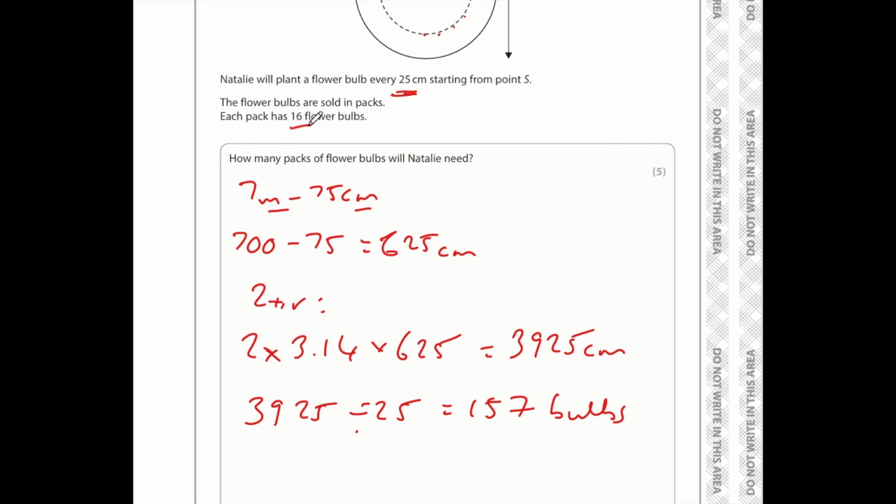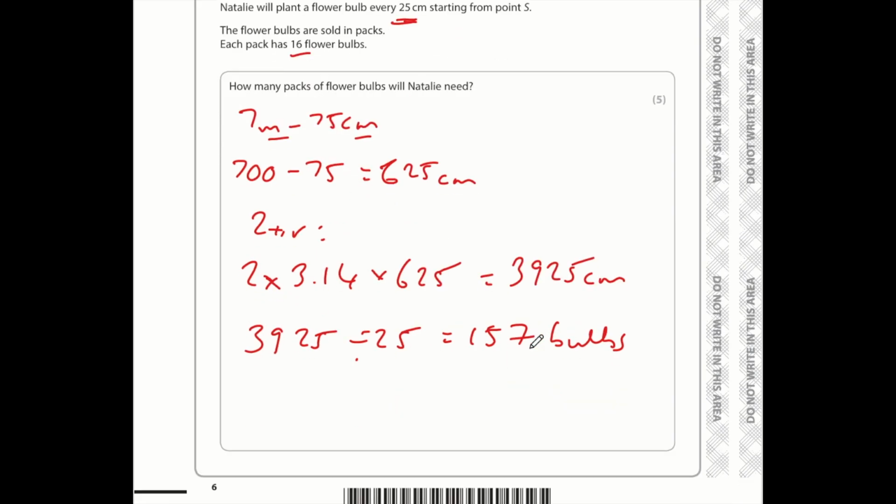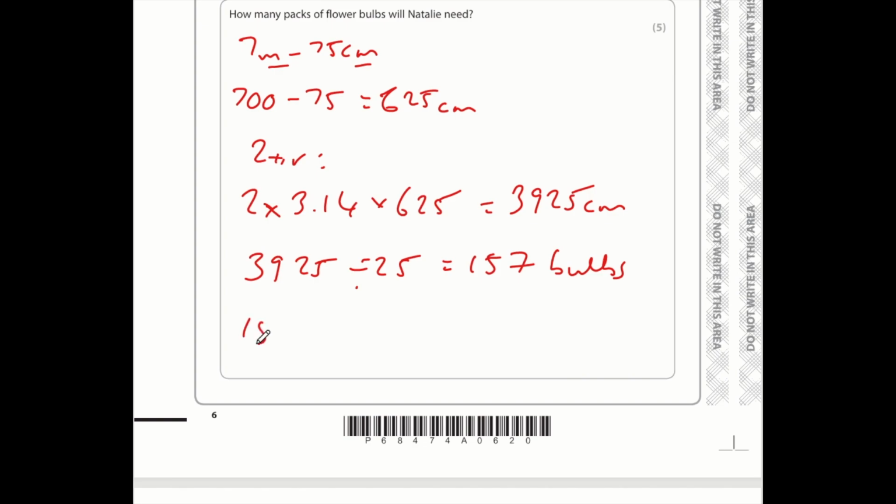Now, if they're sold in packs of 16, how many 16s go into 157? Again, the question is now, what is 157 divided by 16? And 157 divided by 16 is 9.8125. So it's more than 9 packs, so therefore we're going to need to round this up to 10 packs, and not because 9.8125 is closer to 10 than 9, just because it's slightly more than 9. 9 packs is not going to be enough to give us 157 bulbs. 10 will be more than enough, and we'll have a few left over, no doubt. So the answer here is 10.